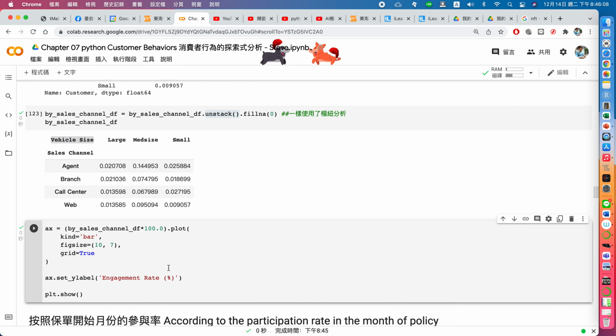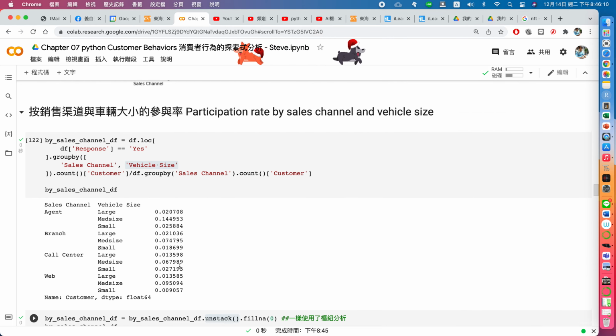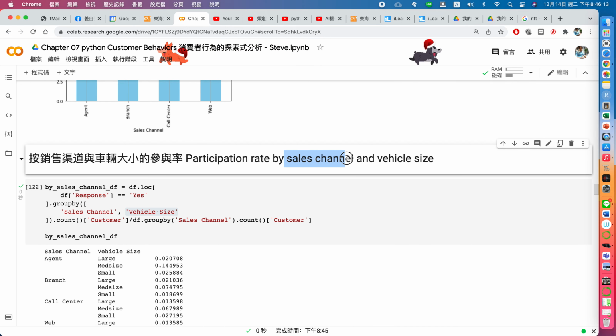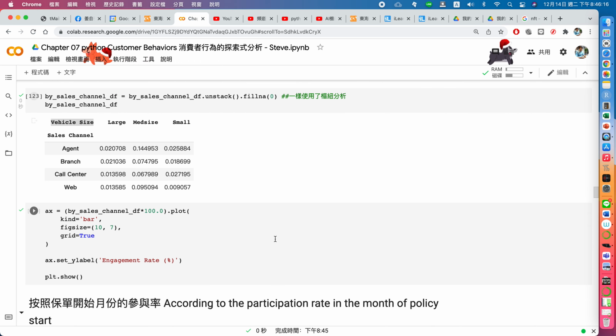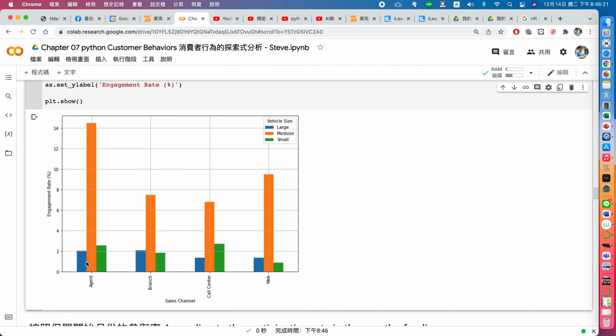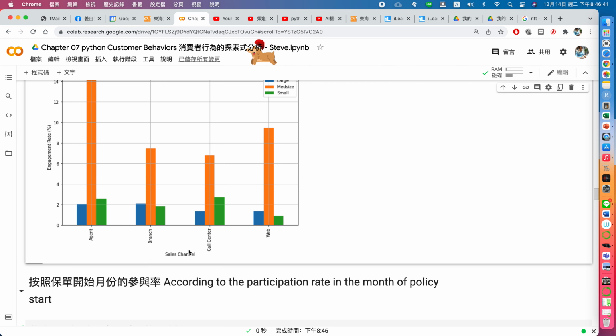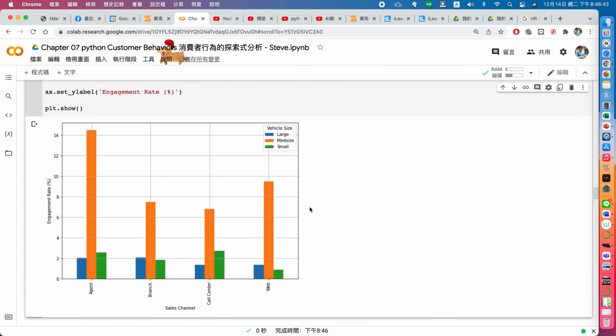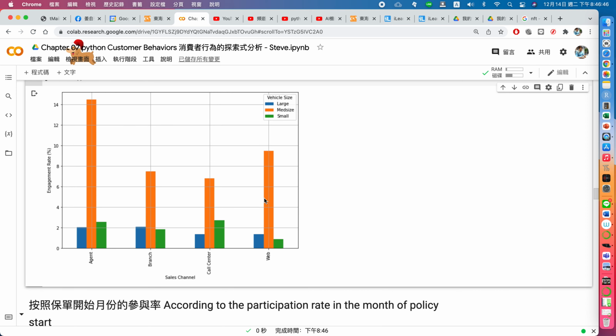Also, it's time for us to draw the participation rate with sales channel and the vehicle size. Here you may find the different sales channels with different vehicle sizes. So here you may find the medium size is the majority for the car insurance renewal. Okay, it's time for you to describe this diagram.